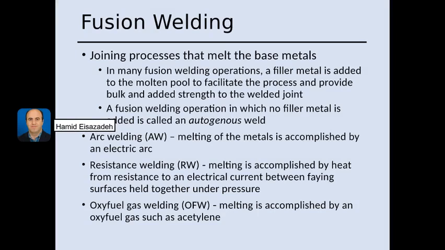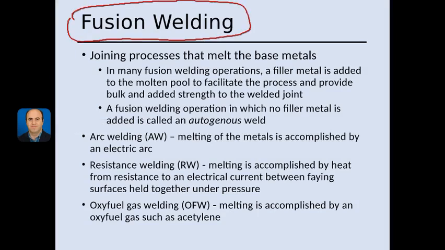So let's look at the first category, fusion welding processes. In fusion welding, we may have filler metal that can be used to facilitate the process and provide good strength. In some cases, we don't use filler material. If we don't use filler material, then the process is called autogenous weld.